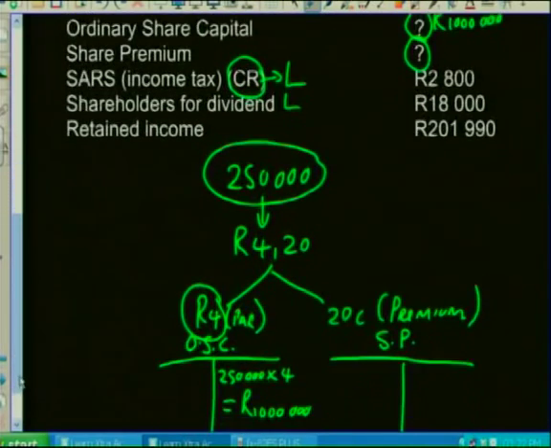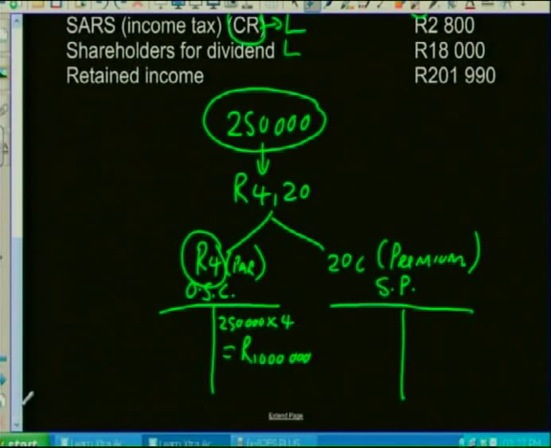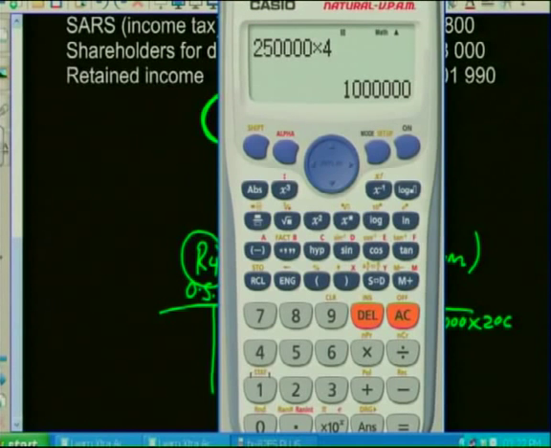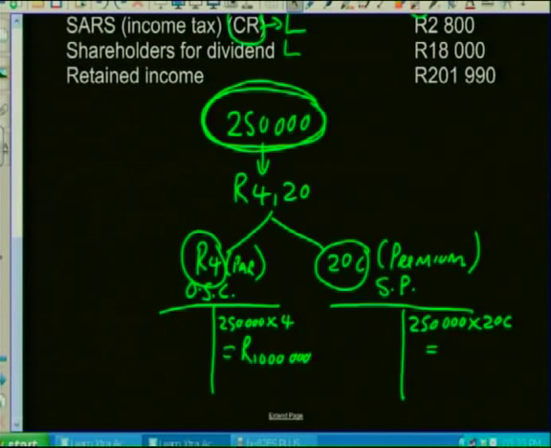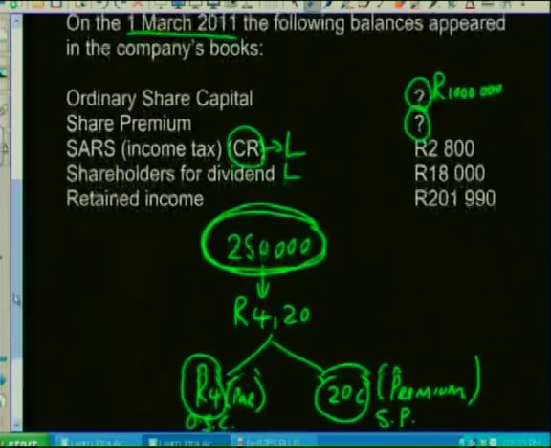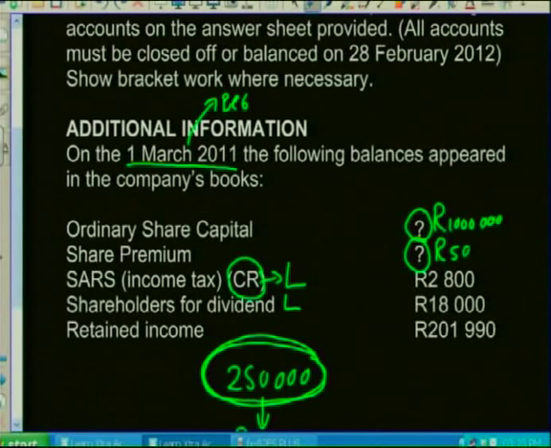Let's now look at share premium, opening balance. So share premium, again, you've issued 250,000 shares at a premium of 20 cents. So your calculation, we are taking 250,000 times your 20 cents. And again, let's go back to our calculators. Okay, we've got 250,000 shares times 20 cents, and we've got an opening balance of 50,000. So that opening balance, just go back there, an amount of 50,000. Again, that question mark we've just calculated, there's my opening balance.